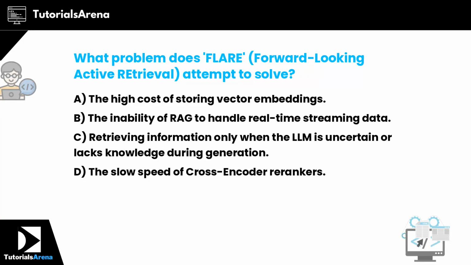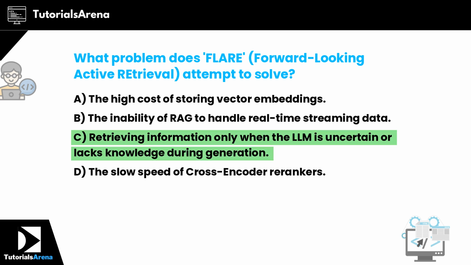What problem does FLARE, forward-looking active retrieval, attempt to solve? The correct answer is option C, retrieving information only when the LLM is uncertain or lacks knowledge during generation.